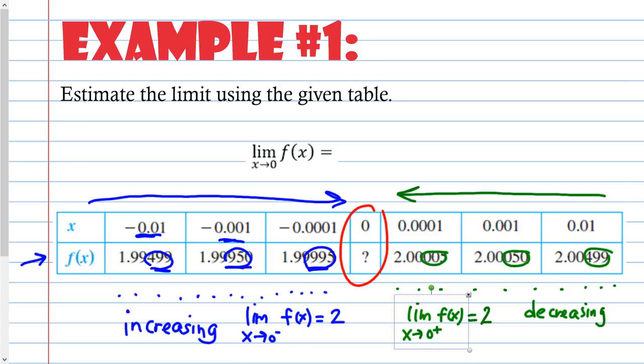So what is the overall limit here? What is the limit of this function? And hopefully you're like, oh, this should be 2. And that's what this entire section is.